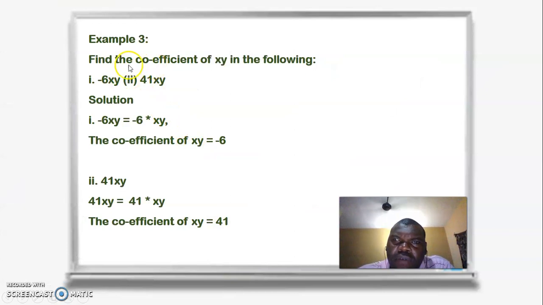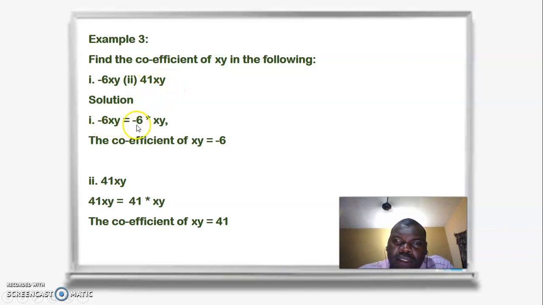Example 3. Find the coefficient of xy in the following. Like I said earlier, xy represents a variable. So x can be 5, y can be 10. So we're looking for the coefficient of xy in the following expressions. Number 1, minus 6xy. Number 2, 41xy.